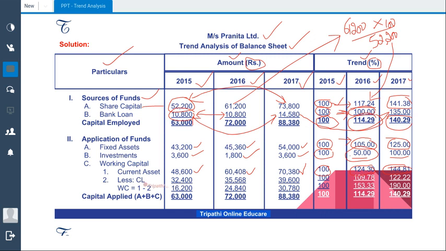Right? Next, current liability. First year is 32,400, second year is 35,568, and third year is 39,600. So first year is the base year, so we are taking 100% in the first year. And based on that, we came to know that second year is 109.78%, and third year is 122.28%. Again, if you see current liability, the trend of current liability is increasing.